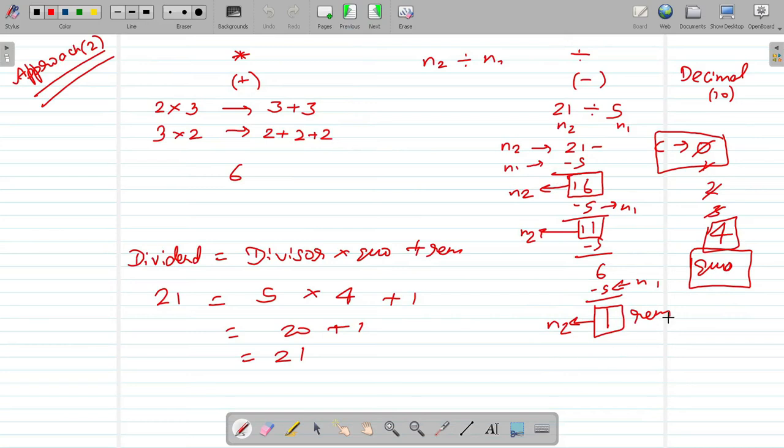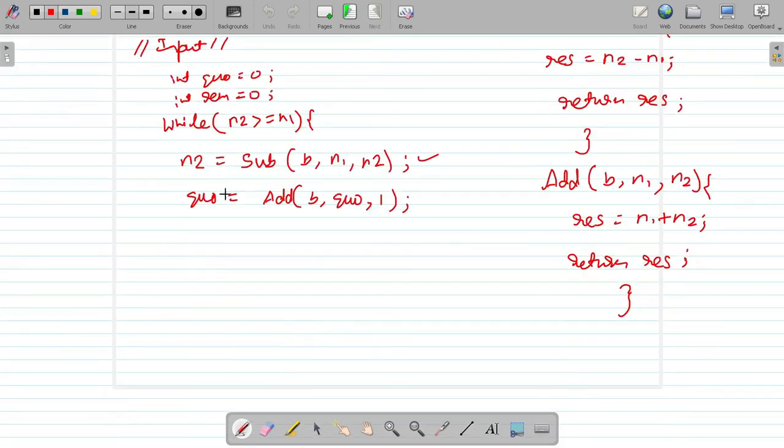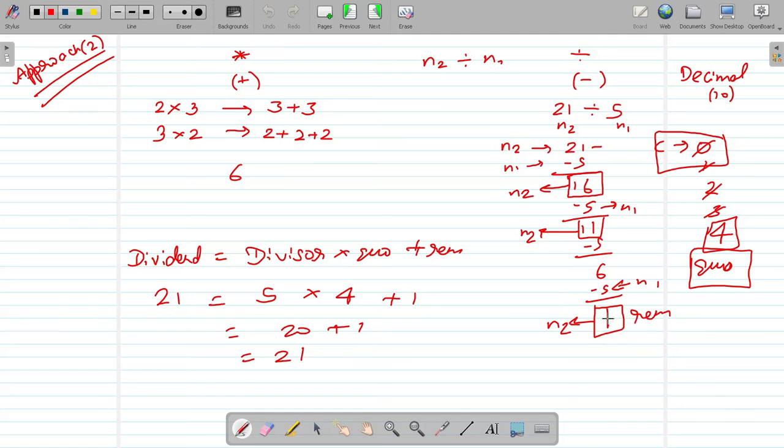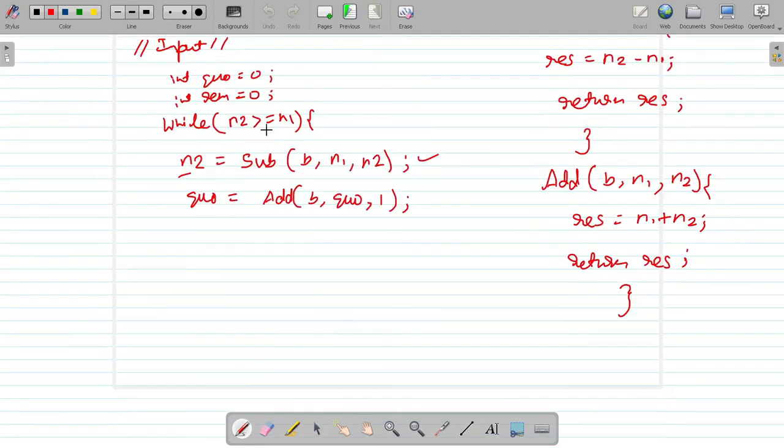Now for the remainder part, where we stop the subtraction, you have to look carefully at the condition. We were storing the result of subtraction in n2. So when n2 is less than n1, because if it was equal to 5, we could have subtracted 5 from it, but it is less than 5, so we cannot subtract 5 from it anymore. So now we will stop the loop. The condition of the loop was also this: while n2 is greater than or equal to n1.